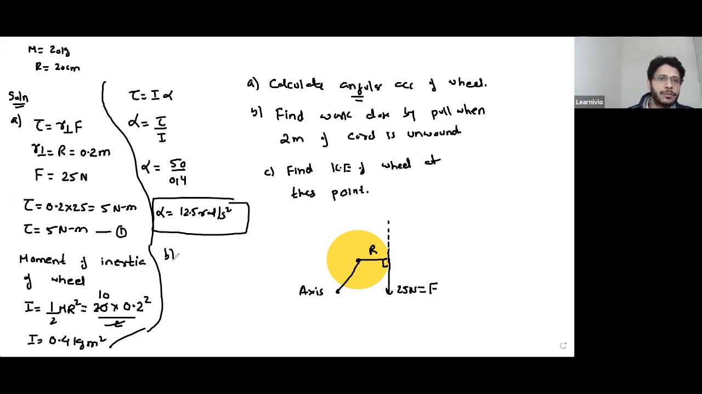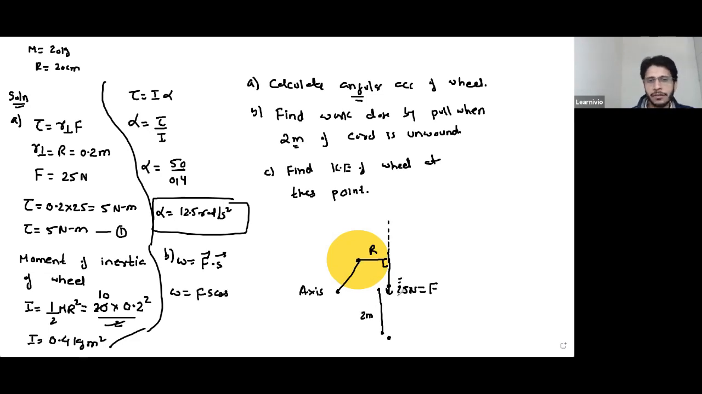If I take part B, you need work done by the pull when 2 meters of the cord is unwound. So that's easy. You're applying a force of 25 Newton and the body is displaced by 2 meters. Means initially your cord was here. Finally, it comes here and it covers a displacement of 2 meters. So for work done, work done is dot product of force and displacement. So you can write your work done as Fs cos theta.